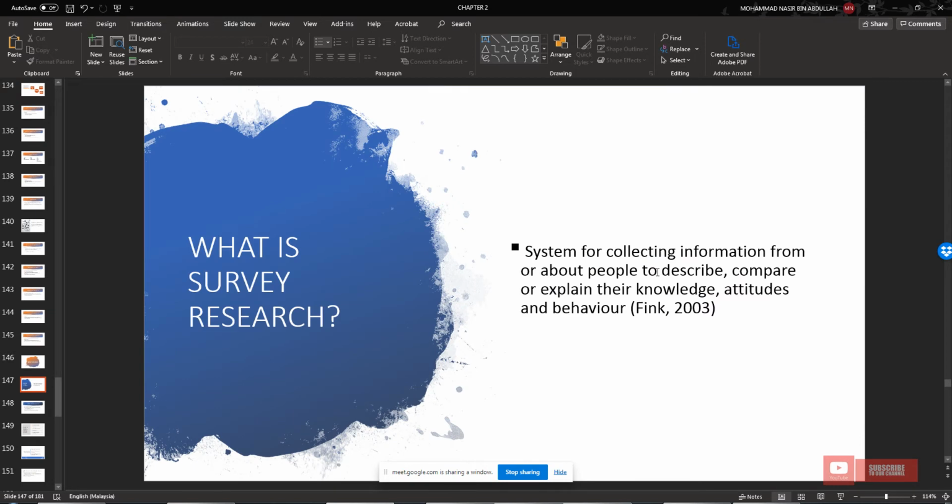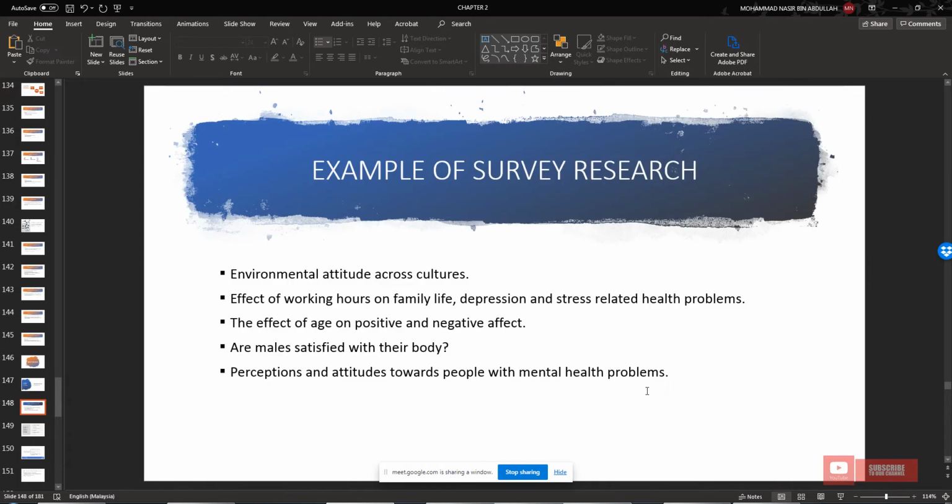So survey research is a system for collecting information from or about people to describe, compare, or explain their knowledge, attitude, and behavior. So that means we do some collection of data by survey, right? Survey means we either go to the field or not go to the field, but we are collecting the information from the respondent by asking them questions about the objective that we want to measure, right?